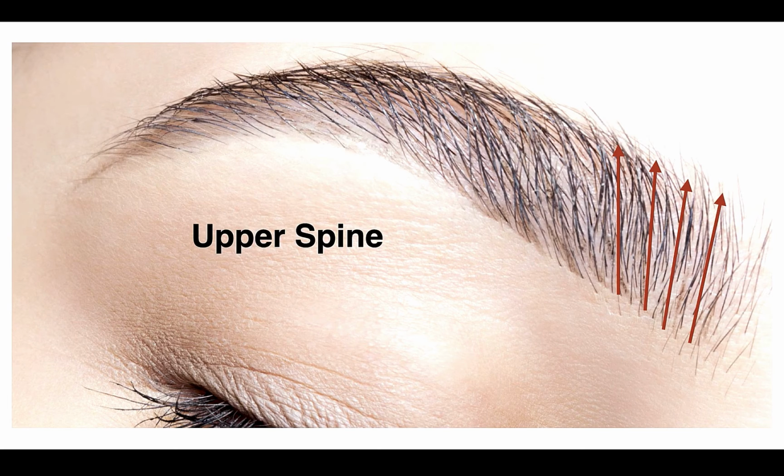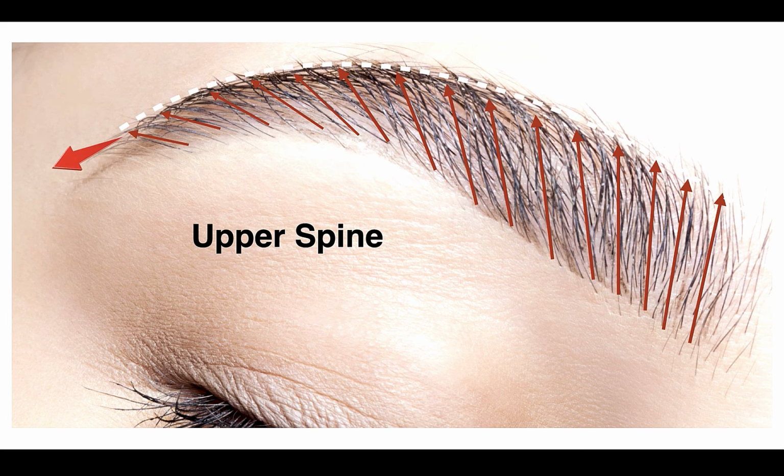An upper spine is when all hairs grow in the same upward direction and end along the upper brow line, which means there will be no downward strokes made. This spine occurs most often in round brow shapes.